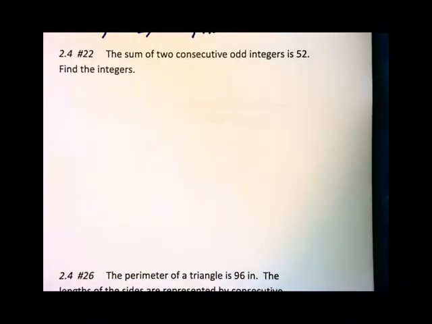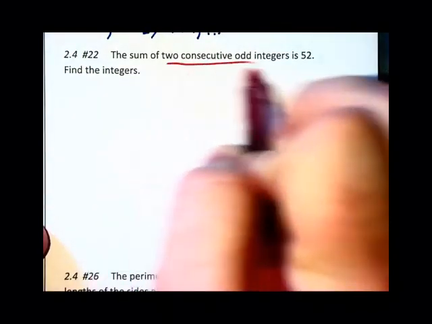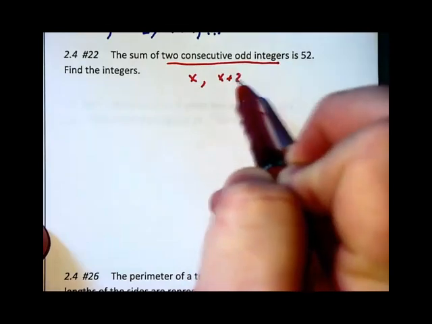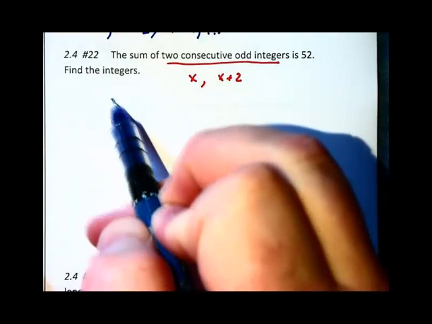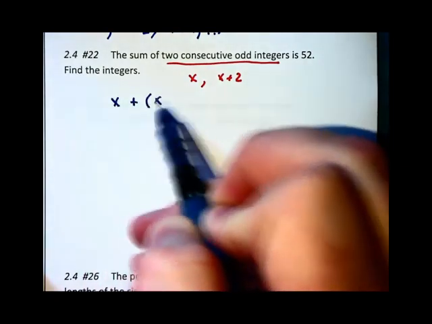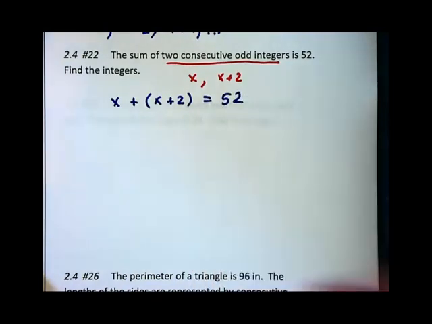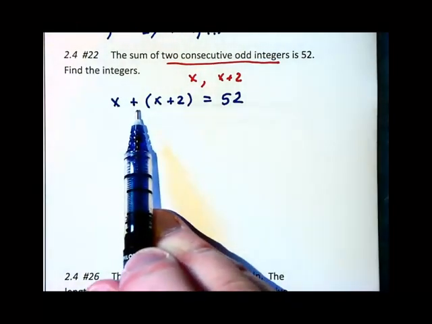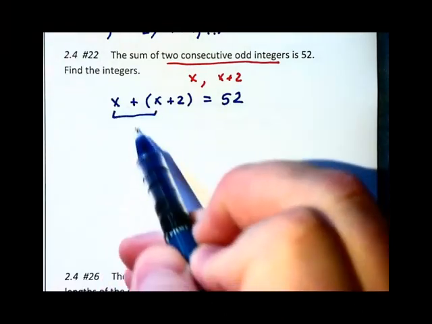Now, the sum of two consecutive odd integers. When you see two consecutive odd integers, you're thinking x and x plus 2. Sum, however, tells us we're going to be adding these together. So we're going to have x plus the quantity x plus 2 is 52. Now the parentheses serve no purpose in this case because there's no number out in front of them. You could say there's a 1. So I'm going to move straight on to combining like terms.